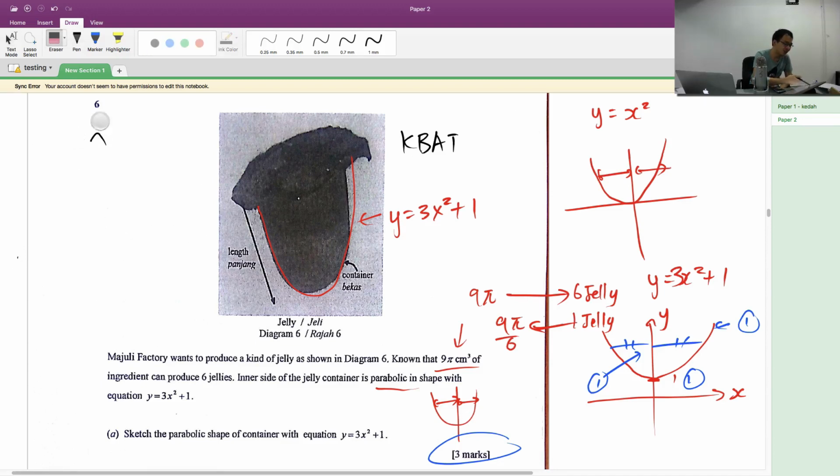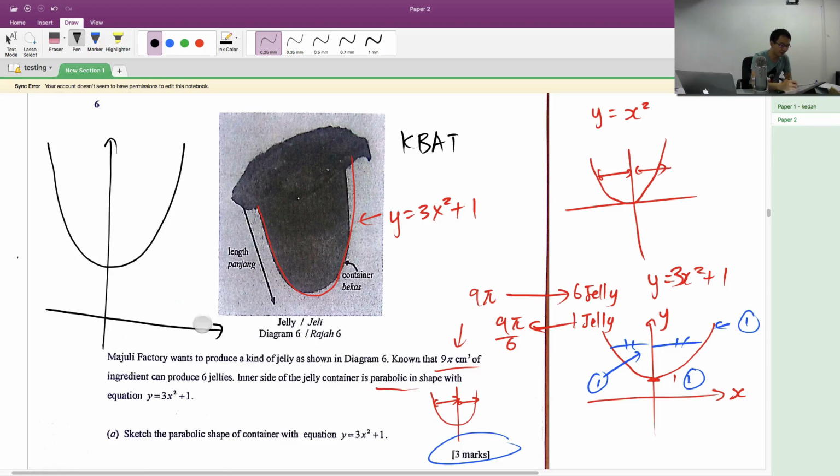I think I sketch the U first, then I sketch the graph, and it will make a lot of sense. After I sketch a nice U, I add the graph onto it. Then this one will be my 1. This one is my x, this one will be my y. Alright, just like this. Okay?